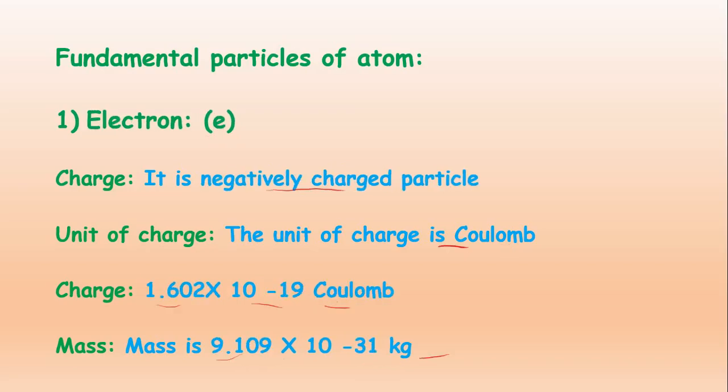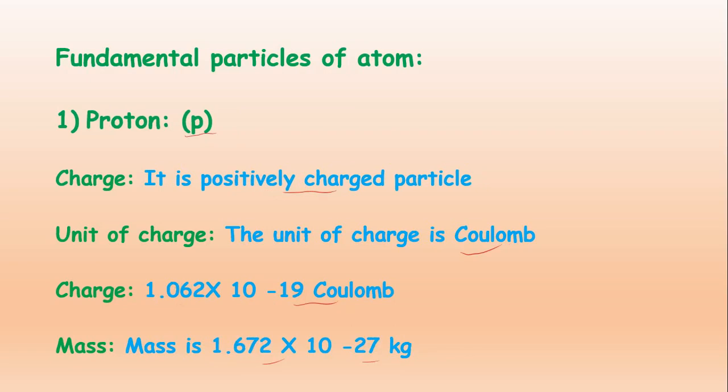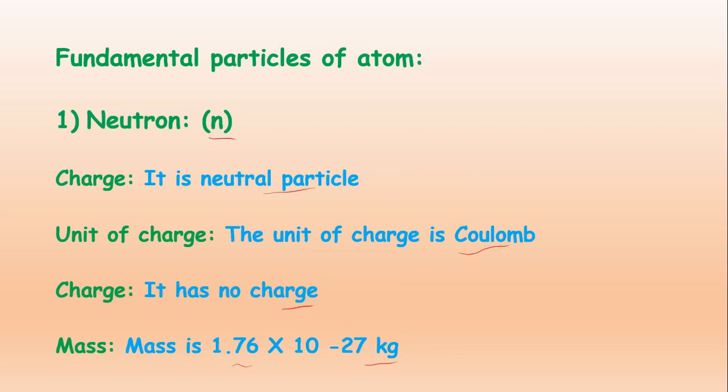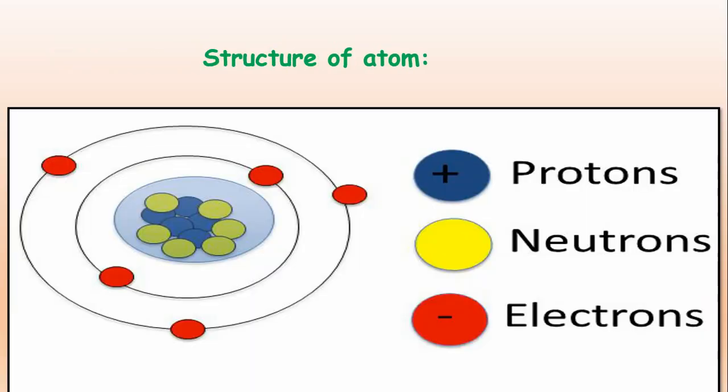So when we go through these properties, we can conclude that electron is a negatively charged particle, proton is positively charged, and neutron is neutral, or it has no charge. Now this is the structure of atom, showing where electrons, protons and neutrons are present.